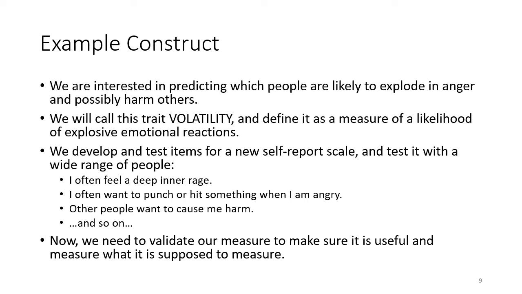So here is an example we'll work through. We're interested in predicting which people are likely to explode in anger and possibly harm others. We think it's important because we have people who have this kind of rage inside them and cause harm to other people. And if we can predict, maybe we can help. And so we're going to call this trait that we're interested in volatility and define it as a measure of likelihood of explosive emotional reactions, volatility.